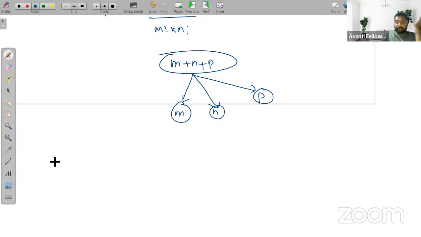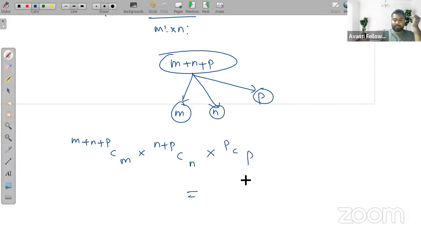What is the answer? That is actually the simplest way. First, m plus n plus p objects. Out of these objects, we need to first select m, and then we are left with n plus p; select n, then p. This is equal to (m plus n plus p) factorial divided by m factorial into n factorial into p factorial.